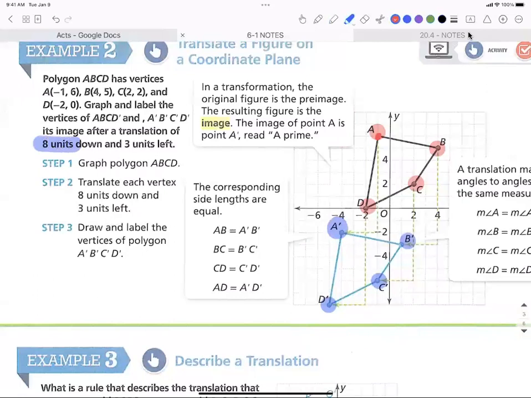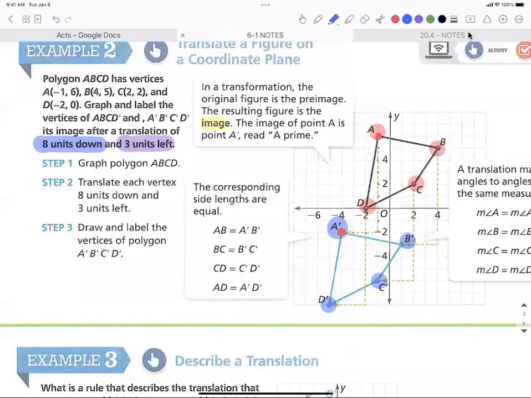It says go 8 units down, right? 8 units down. And then it says to go 3 units to the left. So if I go to point A and I put my pencil on the original, the pre-image, right? The pre-image point A. From there, I would fall 1, 2, 3, 4, 5, 6, 7, 8, turn the corner and go backwards 3, and that's where I land my A prime. So A and A prime are exactly 8 boxes down and 3 boxes over from each other.